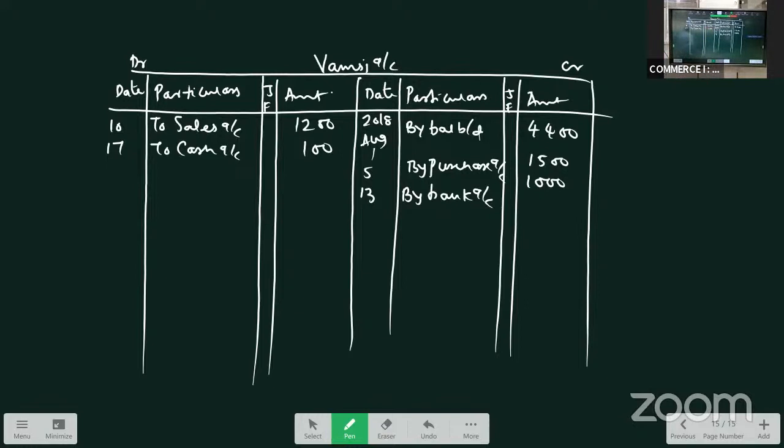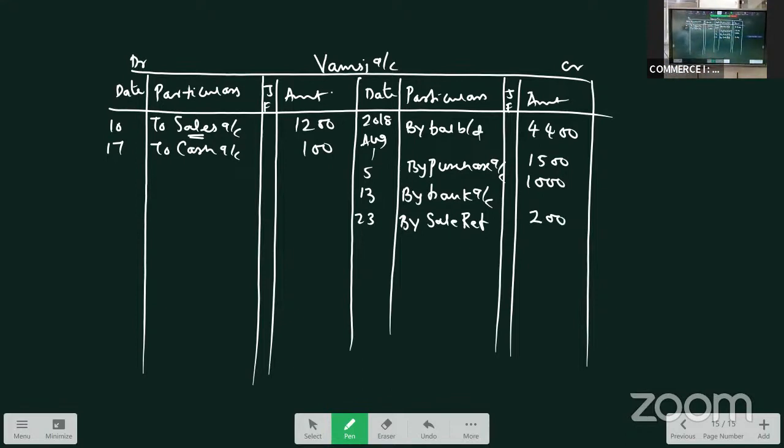Next, Vamshi returned goods. Vamshi returned. So goods are going away from Vamshi. So we should write by sales return. Earlier he purchased from us here, no? Now he is returning. When? On 23rd, he returned goods worth rupees 200.